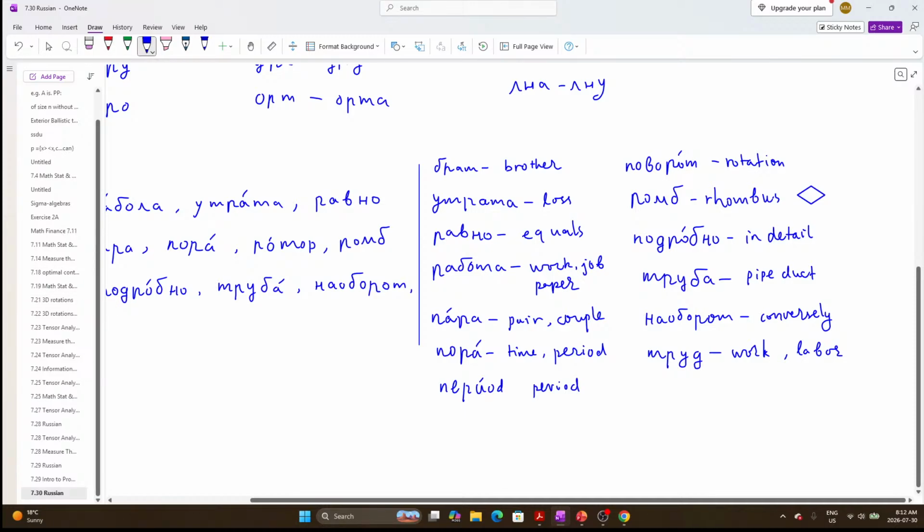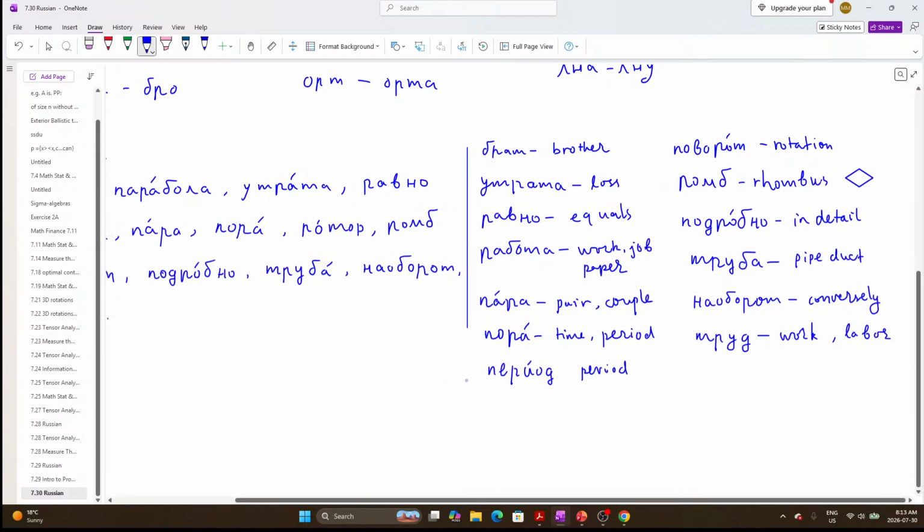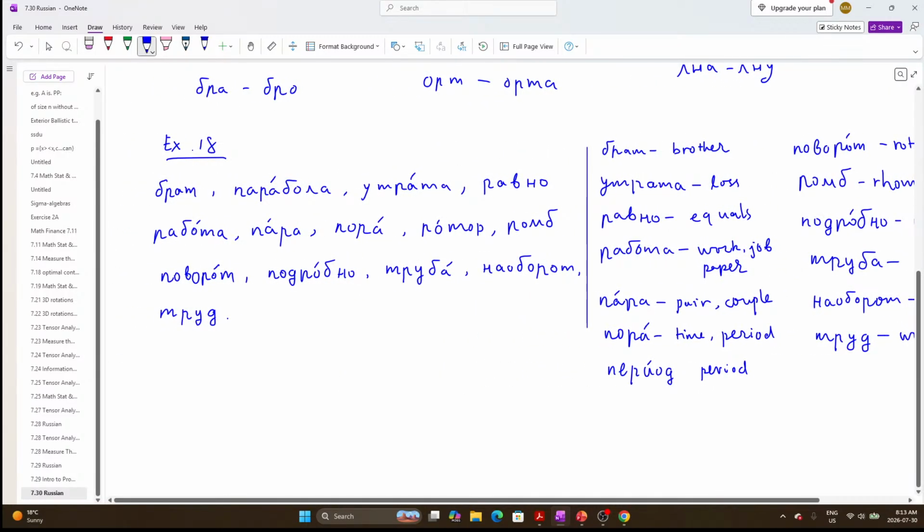As a tip, we remind you that the letter O unstressed is like a reduced A, and the letter T at the end of the word is pronounced T. So, for example, do we have an example here? Период. Why am I mixing Cyrillic and English letters? My goodness. Anyway, let's continue.